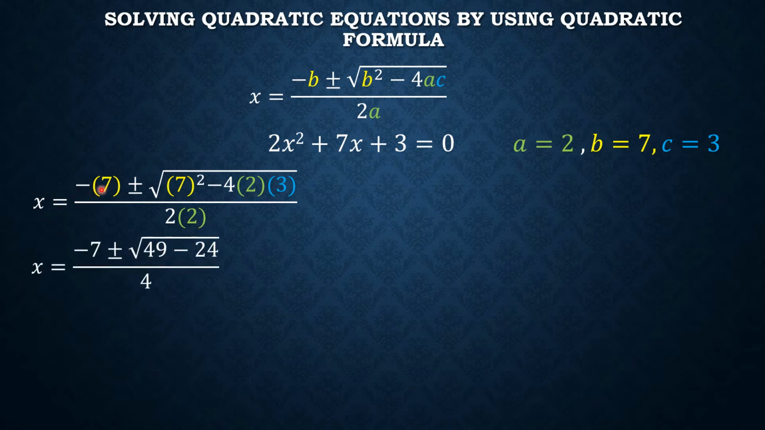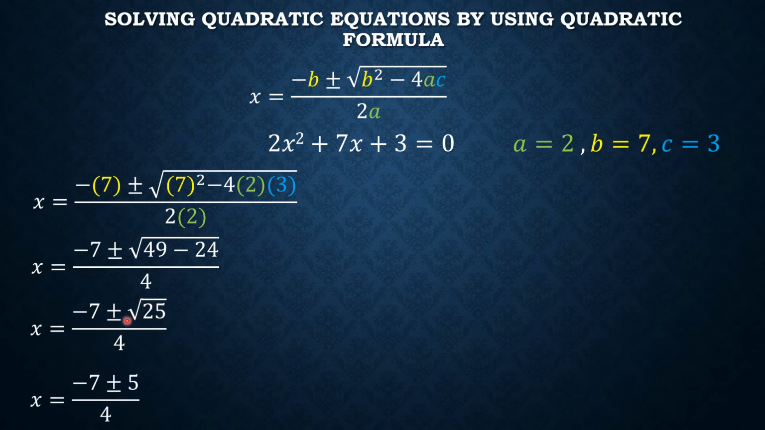Okay, so here we have x is equal to negative 7 plus or minus the square root of 7 squared is 49, and then negative 4 times 2, negative 8 times 3, negative 24, all over 2 times 2 is 4. By simplifying itong nasa radicand natin, we have x is equal to negative 7 plus or minus the square root of 25 all over 4. Notice that the square root of 25 is possible. So we can further simplify this as x equals negative 7 plus or minus 5, because the square root of 25 is 5, all over 4.